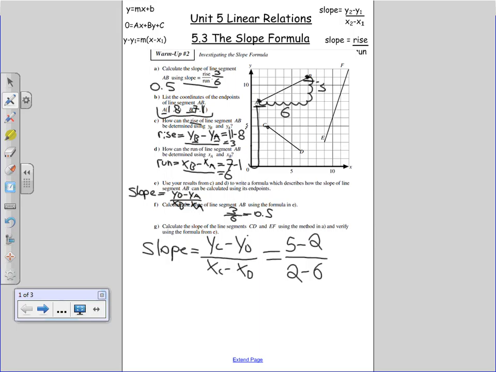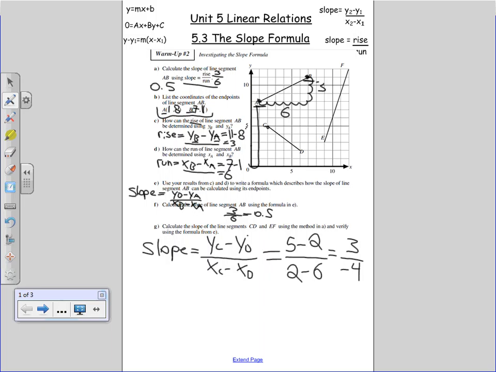So 5 minus 2 is just 3. And 2 minus 6 is negative 4. So your slope is negative 3 over 4. You could do 3 over negative 4 or negative 3 over 4 as long as it's negative, right? Yeah, so you're right. We wrote it out as 3 over negative 4 because we did our run as negative. And that makes sense for an answer, doesn't it? It's going down, so it's negative.